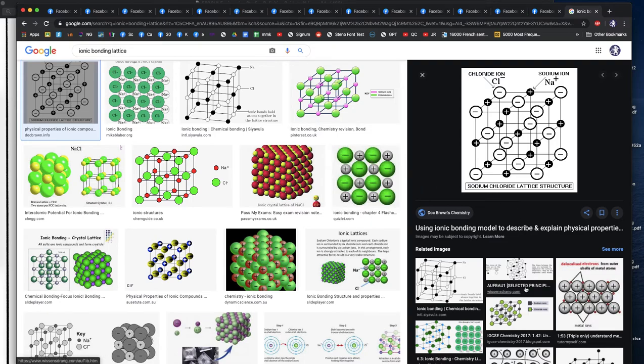crystal lattice. Now, what we'll find out is metals also form an ionic lattice, but they're all positively charged. There's no negatively charged one. So that's when we talk about ionic bonds.